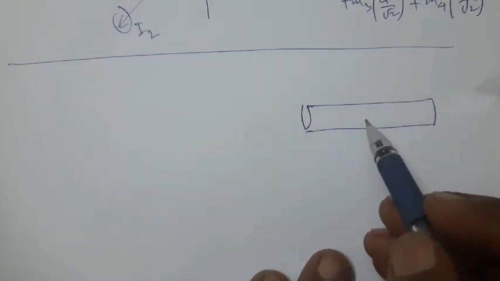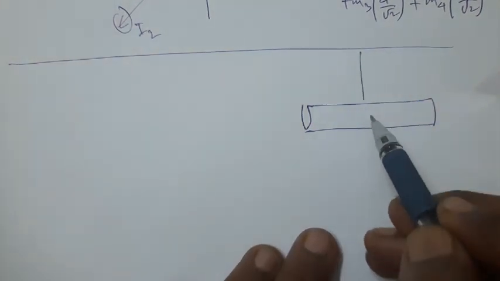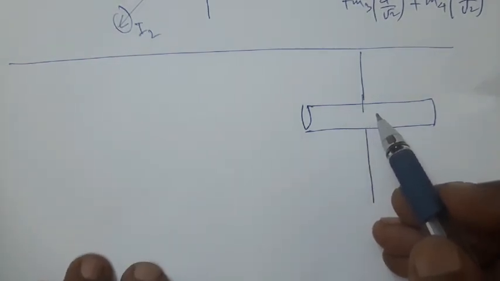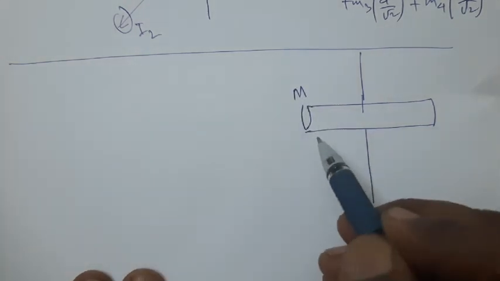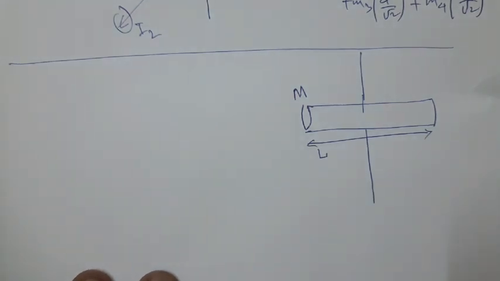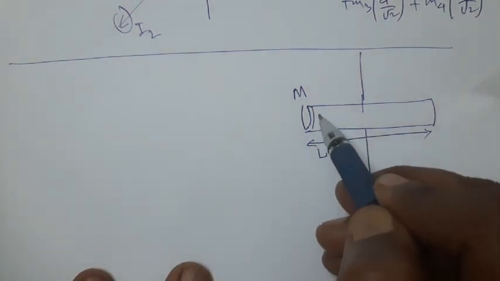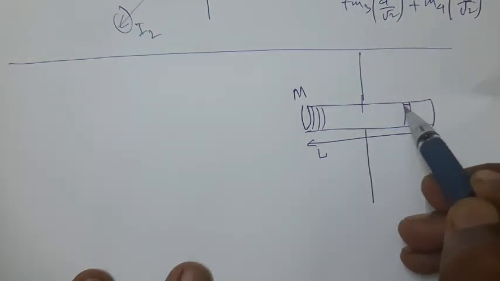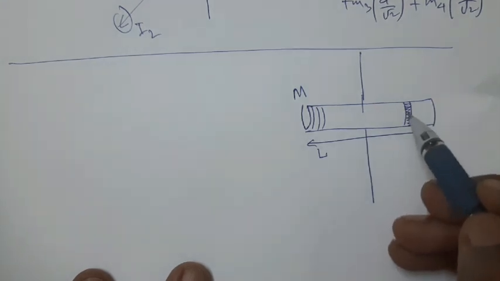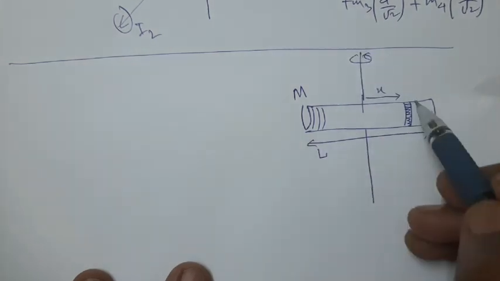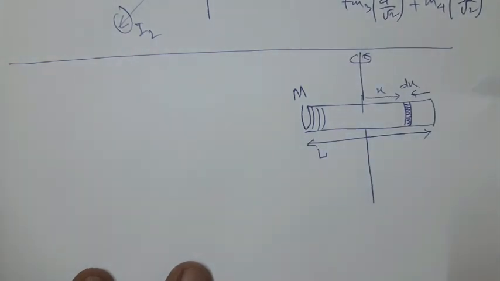Similarly, here we will try to derive the expression for the moment of inertia of a rod about the axis passing through its center. For that, what we will have to consider? Let the mass of this rod be m and the total length of this rod be capital L. Now I will divide this rod into small segments, and I will consider one such segment, a small part of the rod. It is at a distance x from the axis of rotation and its width is dx. This is the small element of the rod.